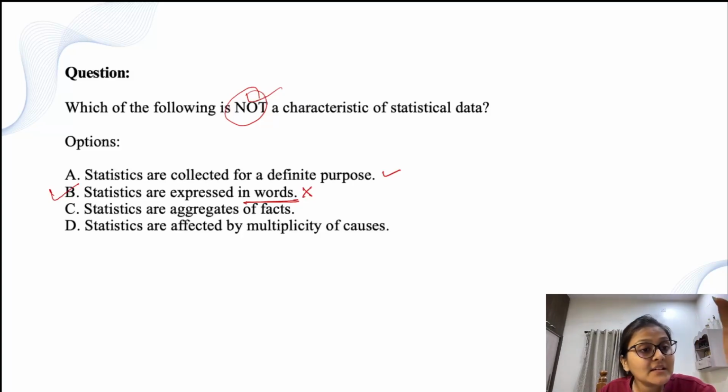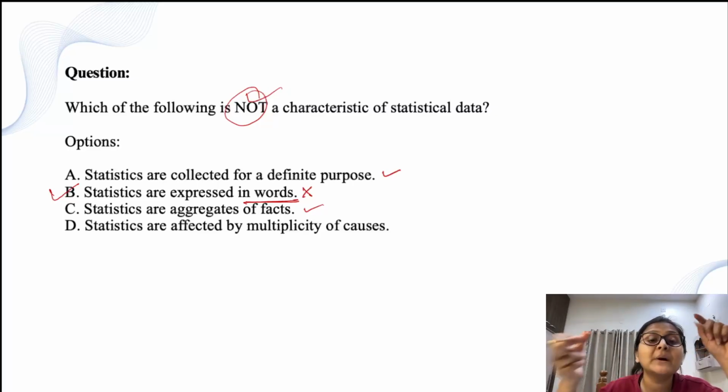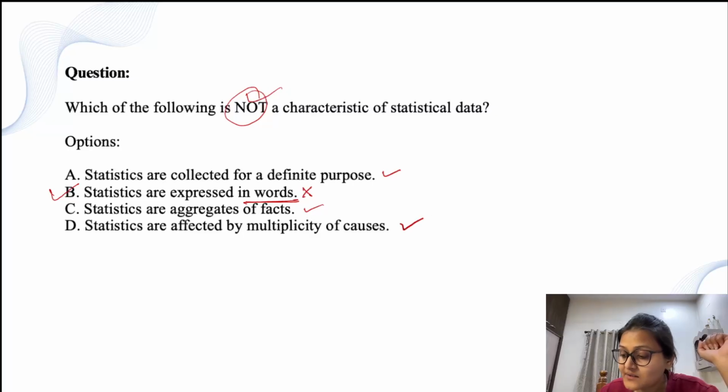Then the next point is statistics are aggregation of facts, right? Statistics are affected by multiplicity of causes. There are various causes because of which the statistic is being affected. A sole income of a consumer is not going to form any sort of statistics. It is affected by multiplicity of causes. So our answer will be B.